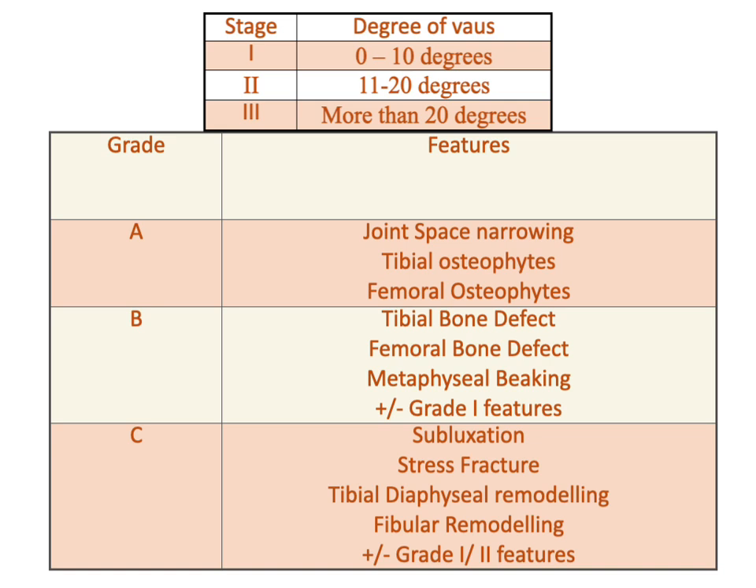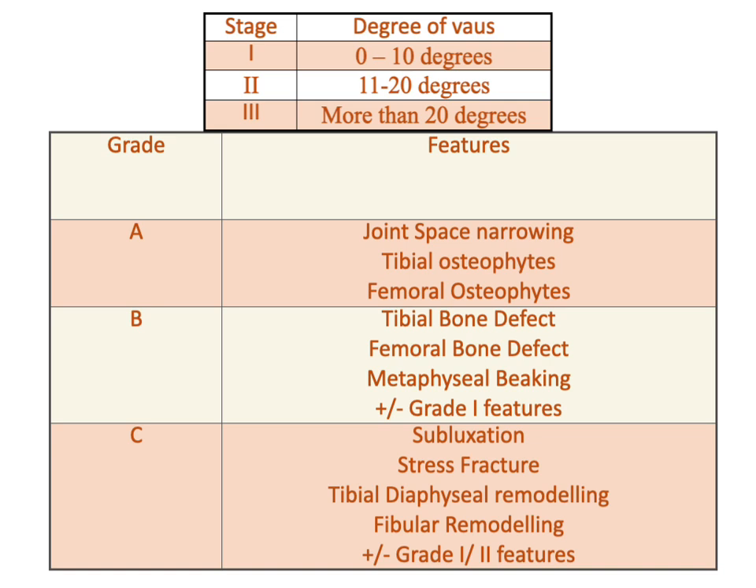But what we did more importantly was to identify 10 features of varus which define its grade, or the nature of the pathology. And we call them A, B, C. Grade A is simply the joint space narrowing, tibial osteophyte and femoral osteophyte. Grade B is a moderate grade in which you start seeing the tibial remodeling or bone defect, the femoral bone defect, metaphyseal beaking, apart from the grade A features. Type C, which is the more severe type of the pathology, you can find that there is subluxation, stress fracture, or tibial and femoral remodeling.